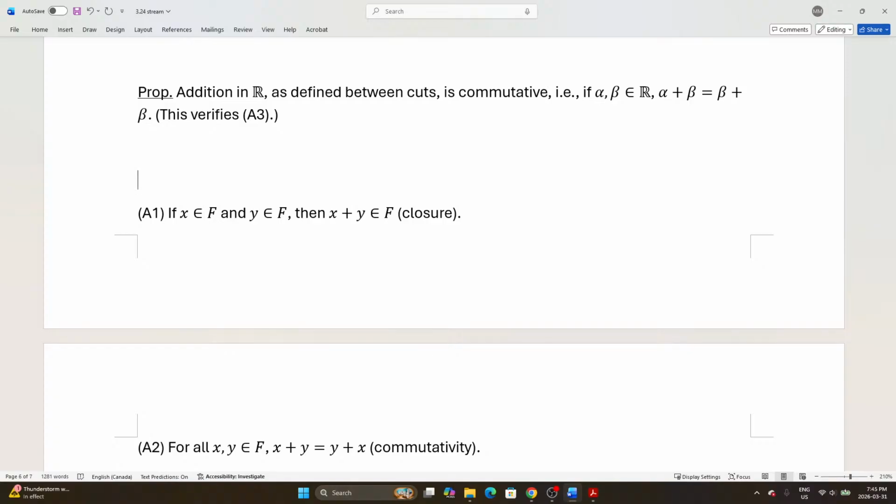So let's start the proof by assuming alpha and beta are in R. Let alpha and beta be in R. I need to show these two hold. And this is obvious, right? This is very obvious, because it boils down to the fact that the addition between rationals is commutative. Right? So this is R plus S.